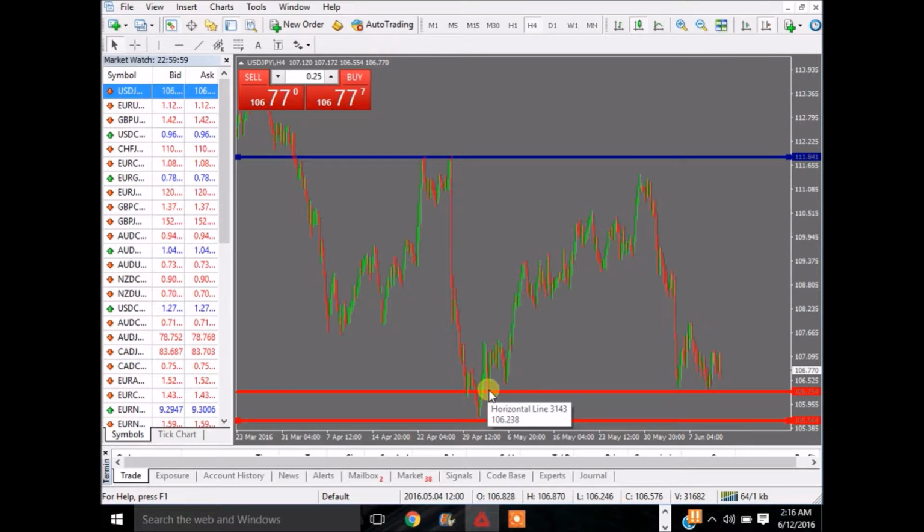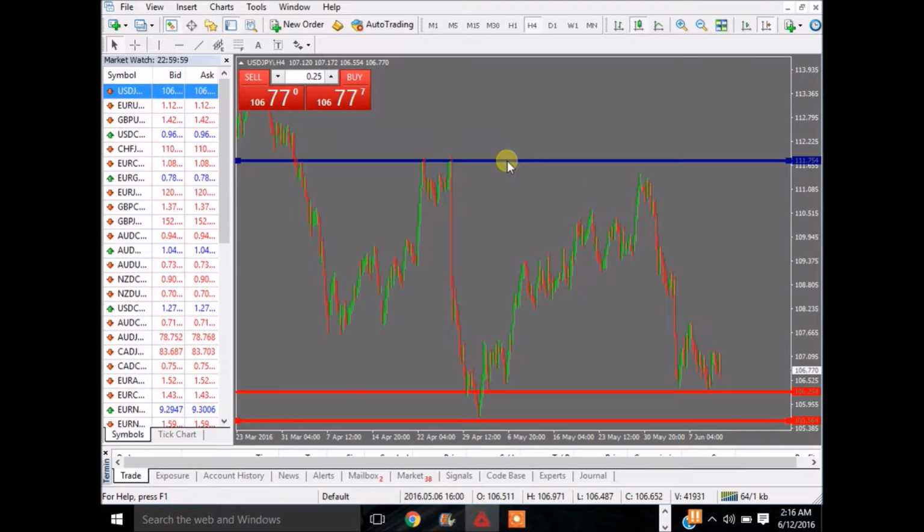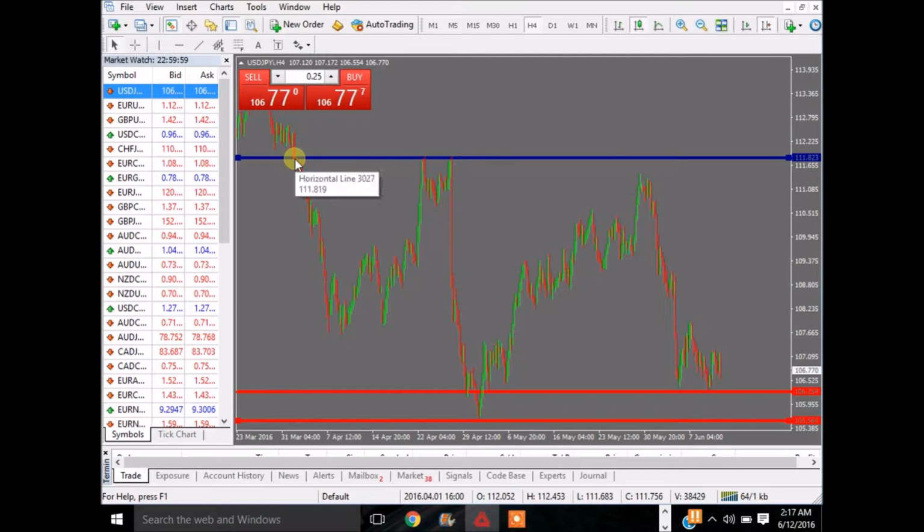Now, what makes it an actual support level is if price touches that level more than one time. I personally look for it to touch at least three times. I look for price to touch a certain level, and I'll back up my words. So right here, as you can see, price touched this resistance level three times. One, you see where my mouse is? Two, three. This is a resistance level. Now, for this support, it touched it one, two, three, and four times. So this is a good support level.